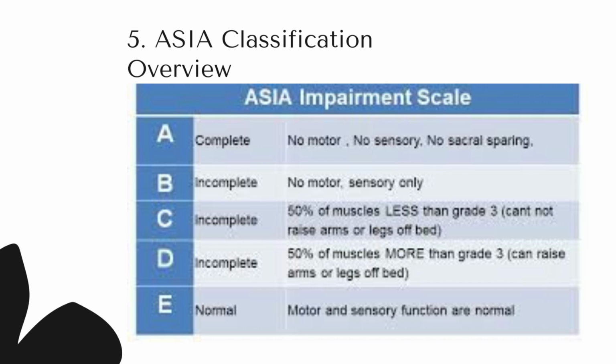C can easily be remembered to represent can't lift. This means that motor function exists, however, it is weak. More than half the muscles are grade 3 or less. Can't lift limbs against gravity. D, on the other hand, denotes does lift. Motor function is stronger, and more than half the muscles are more than grade 3, and can lift limbs against gravity. E means that everything is normal. Motor and sensory are all back to baseline. Memory hack: A equals absent and E equals excellent. Why does this classification matter? This scale tells you if a spinal cord injury is complete versus incomplete, which predicts recovery.